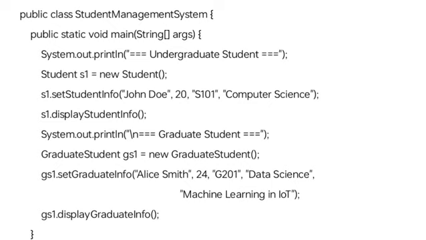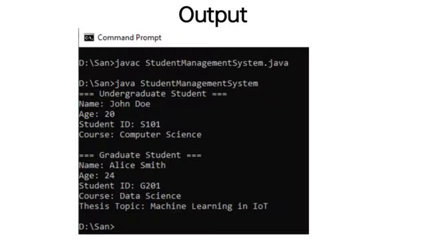While creating an object for the student class, the constructor is automatically called and the student details are initialized: the student name is John Doe, roll number is 20, ID is S101, and the department is computer science. Likewise, while creating an object, the constructor is automatically executed and the values are initialized. The output of this program will look like this.